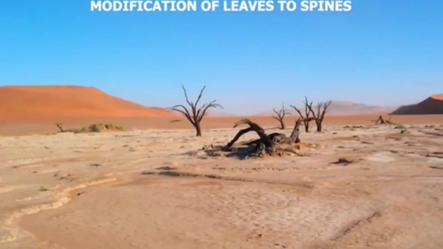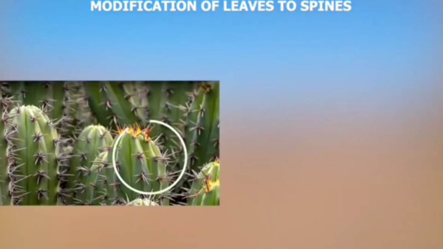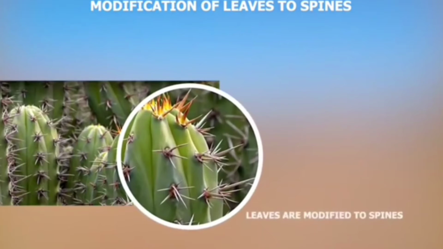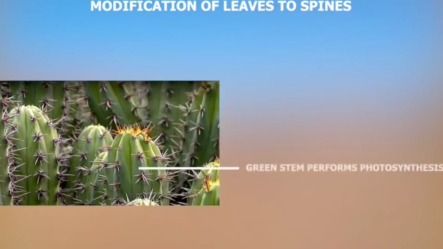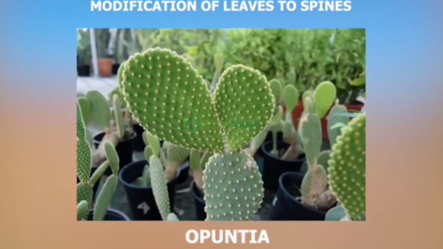In deserts, the availability of water is very less. We know that plants release water from leaves by a process called transpiration. To stop transpiration, the leaves of desert plants modify into spines. Since leaves are essential for photosynthesis, the stem of these plants become green and perform photosynthesis. Opuntia is one such plant where leaves are modified into spines.